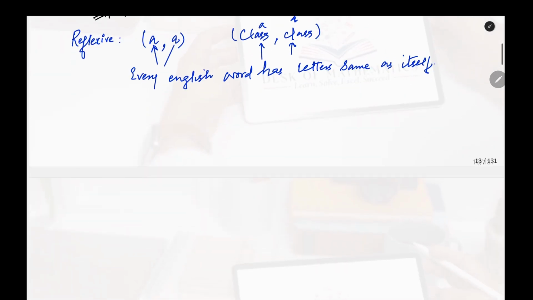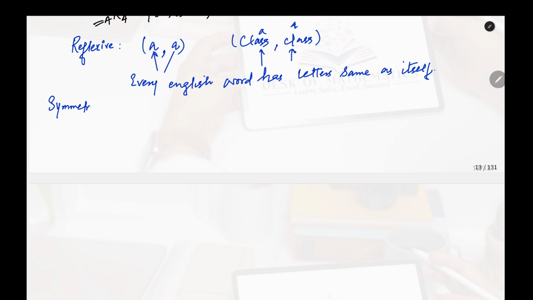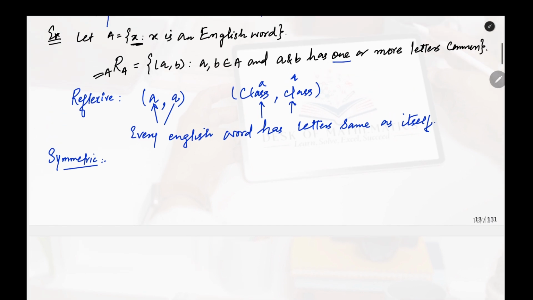Now to show that it is symmetric, what will we do? If a and b have one or more letters in common, let's say a is related with b. That means a is some word in English and b is some word in English, and these two words have at least one or more letters in common. Then obviously, if you write b and a, they have the same letters in common.